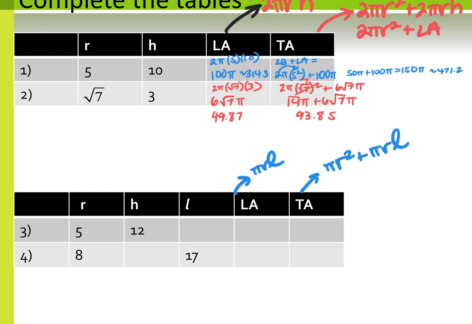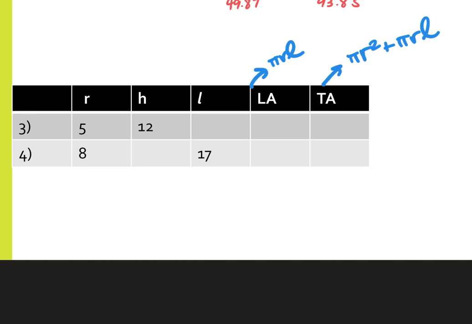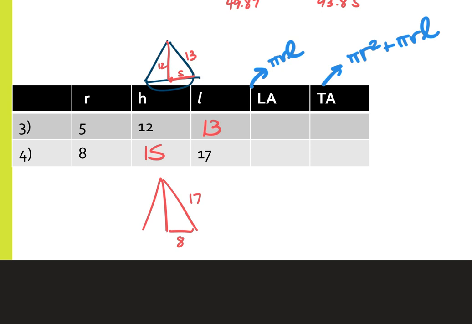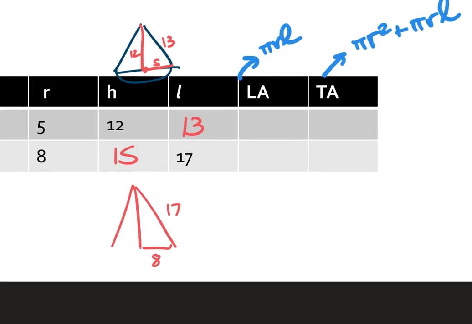Okay, 3 and 4, we're now on a cone. Lateral area of a cone. Well, first you have to find either the slant height or the actual height. If the radius is 5 and the height is 12, then the slant height is 13. On the second one, if the radius is 8 and the slant height is 17, then the height is 15. Those are both triples. Lateral area is pi r l.